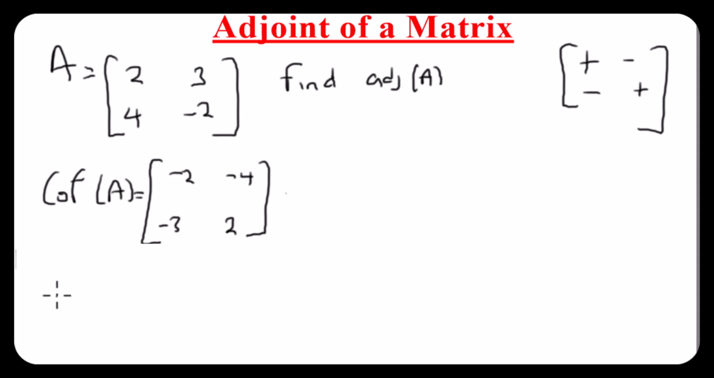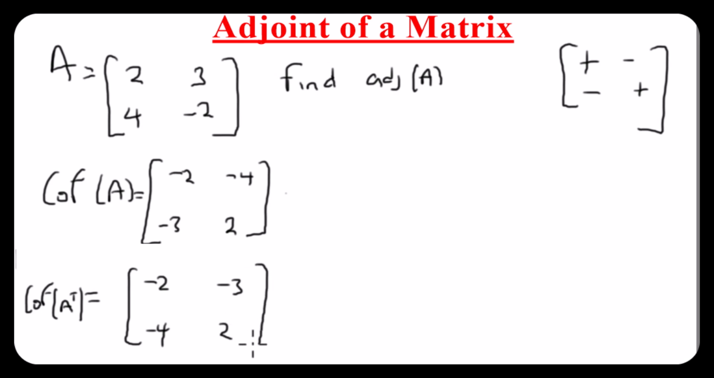Okay, so transposing this, we have the cofactor of A transpose. Remember, we interchange the rows and then make them the columns. So -2, -4, and then this will be -3 and 2. This is the transpose of my cofactor matrix, which is the adjoint of my matrix. So this should be given as ADJ of A.